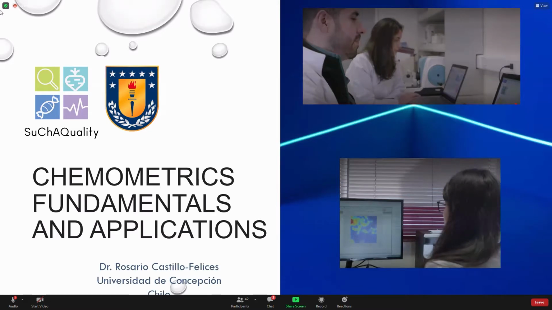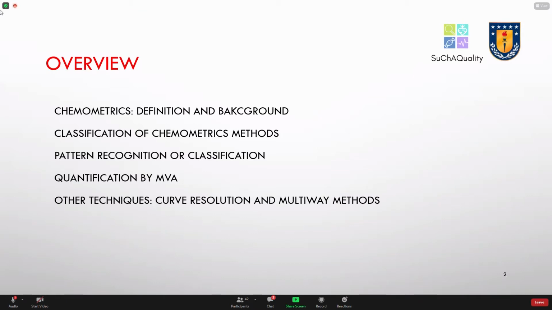I don't know the level of chemometrics of the people here. I think that maybe some of you have some knowledge, but I will try to give a rapid overview of the variety of chemometric methods that we have, in order to think after the presentation, in these days, about which method maybe we can apply in the project.